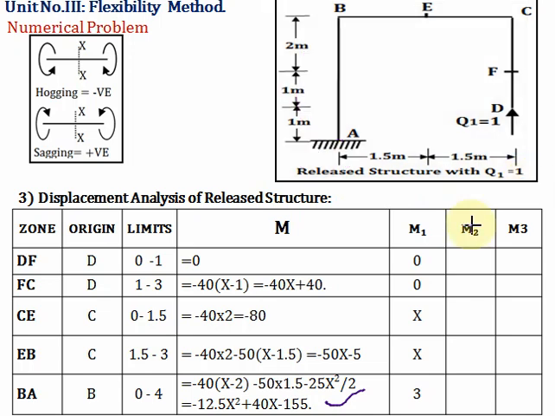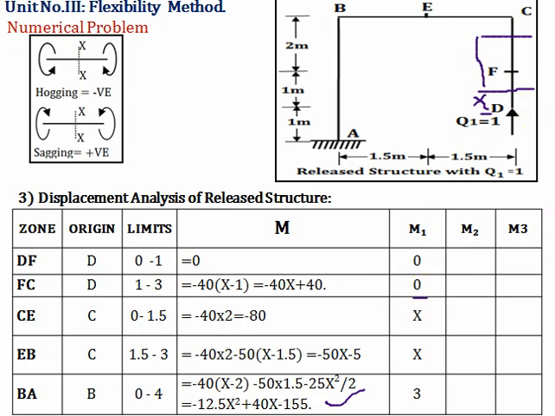Now we'll find the value of M1 for the released structure with Q1 equal to 1. Again, first we'll take the section here. Measure x from where? We'll measure x from point D, but this force will pass through this point, so the value for zone TF will be 0. Next we'll take FC, again measuring x from point D. Here also it is passing through the same point, so the bending moment is 0.